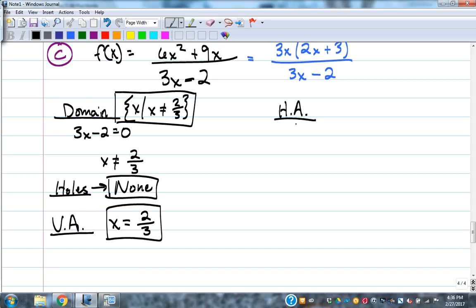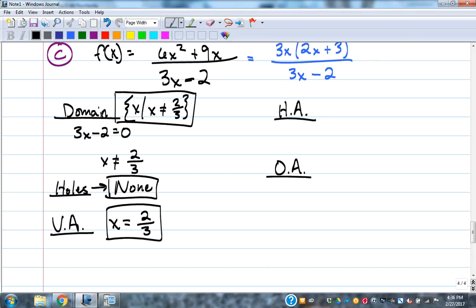Horizontal asymptote or oblique. This is where we have to decide which one we have, or if we have either of them. What's the degree of the top? What's the degree of the bottom? What's that mean? Oblique. 2 is one more than 1, right? So that's an oblique asymptote.